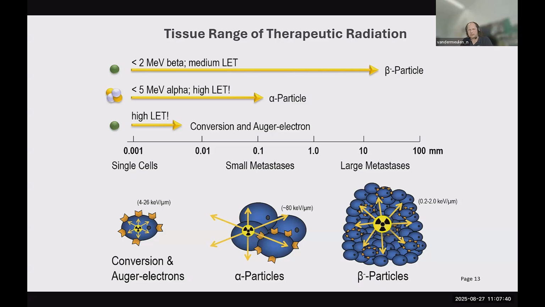And now what is being focused on is what they call the conversion and Auger electrons, which also have a high linear energy transfer, but a very low travel distance. So in essence, it can focus on your single cancer cells or the ones that you can't necessarily image. This is still being focused on from a research perspective. So there's still a lot of work to see how the Auger electrons and the conversion electrons can be effective in cancer therapy.